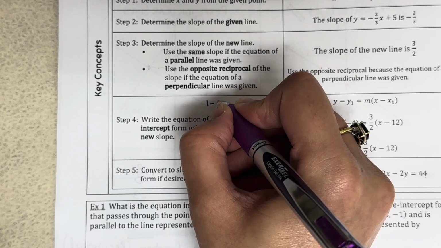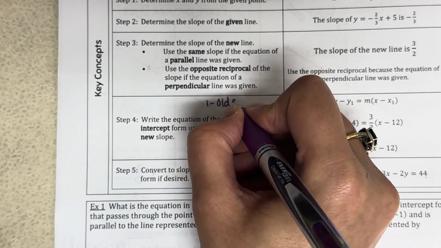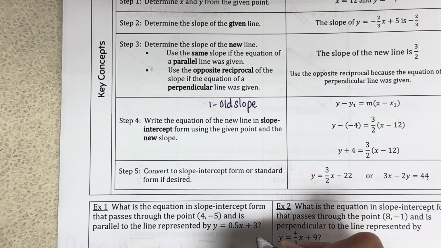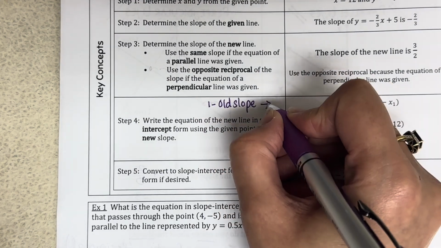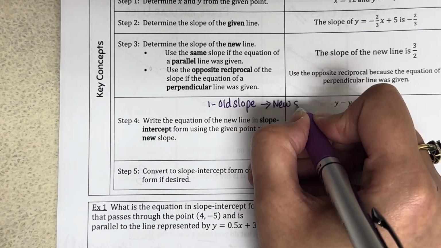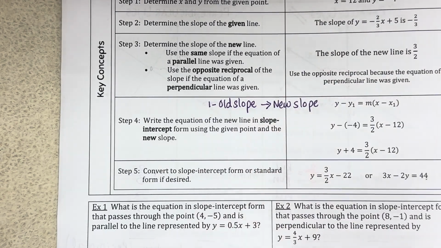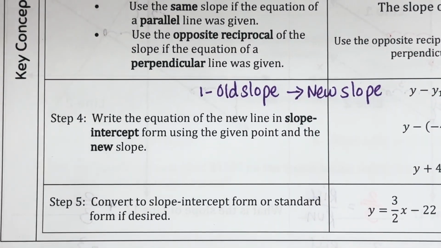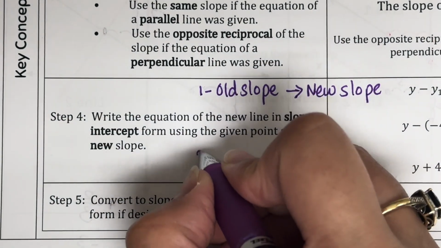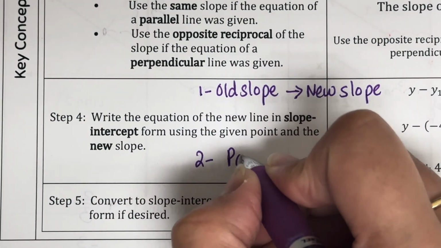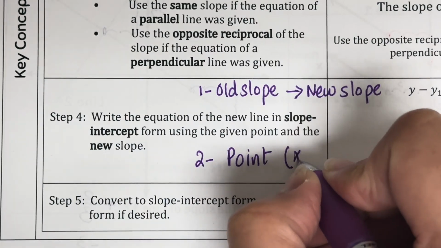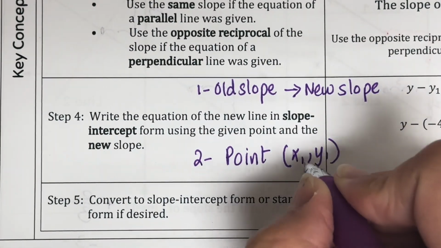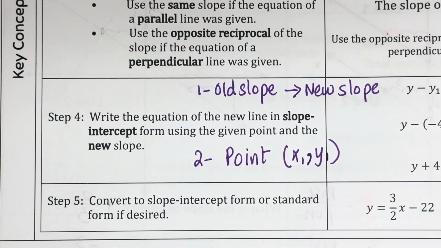First thing, I would need to know what the old slope is. And from the old slope, I will be able to determine the new slope, whether it is going to be the same in the case of a parallel line, or opposite and inverse in the case of a perpendicular line. And second thing, I will need a point, x1, y1. That's all I need.